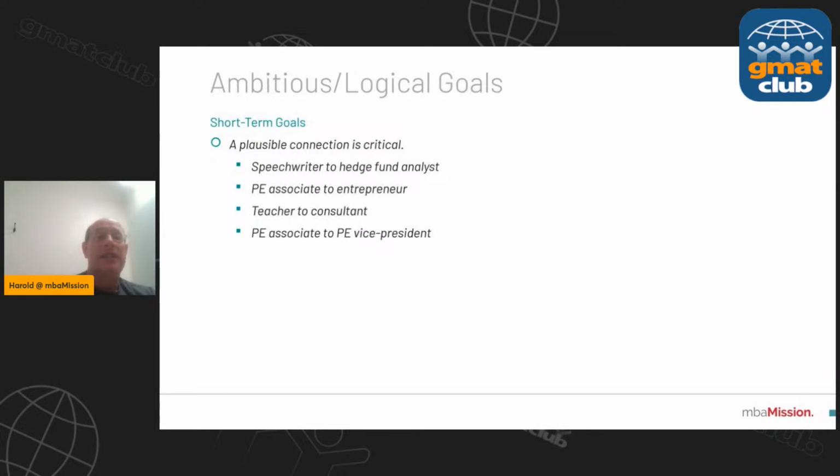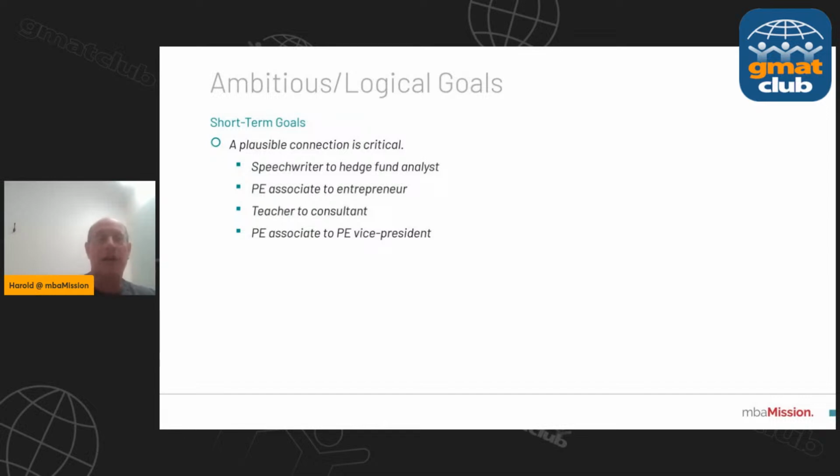The first one is speechwriter for hedge fund analyst. They want to go from being a speechwriter to working at a hedge fund. Another is a PE associate to an entrepreneur. A lot of PE associates out there, a lot of investment bank associates to become an entrepreneur. Is it both plausible? Is it logical? We'll talk more about that. Teacher to consultant, again, you hear it all the time. Does it make sense? PE associate to PE vice president. And again, something that you hear not infrequently.